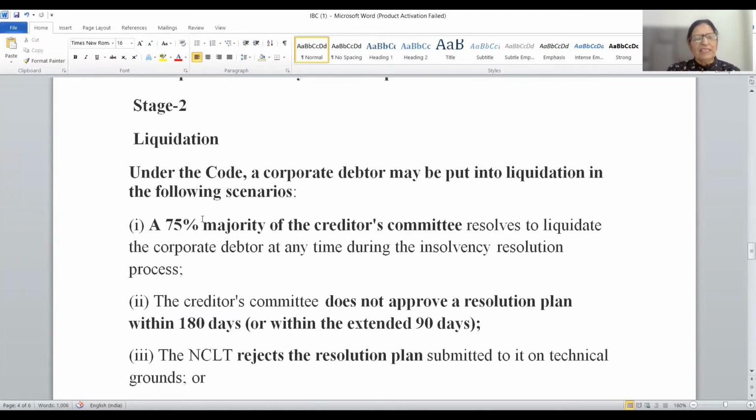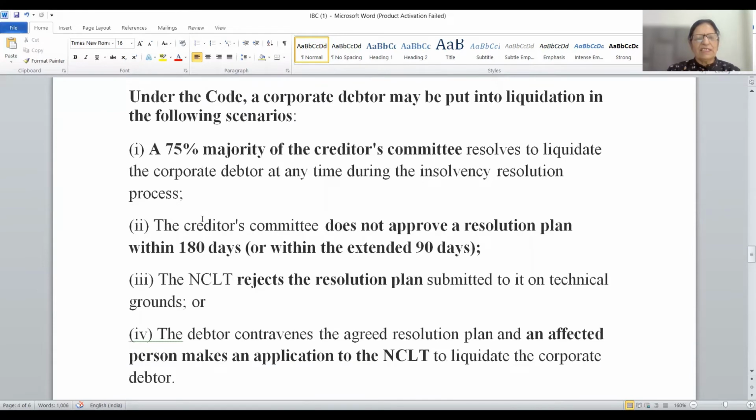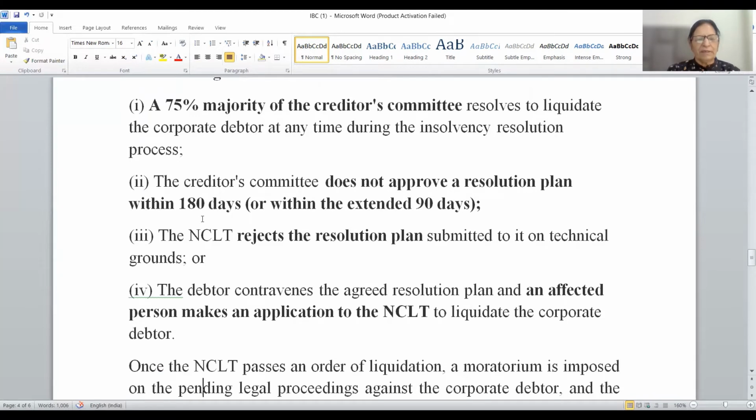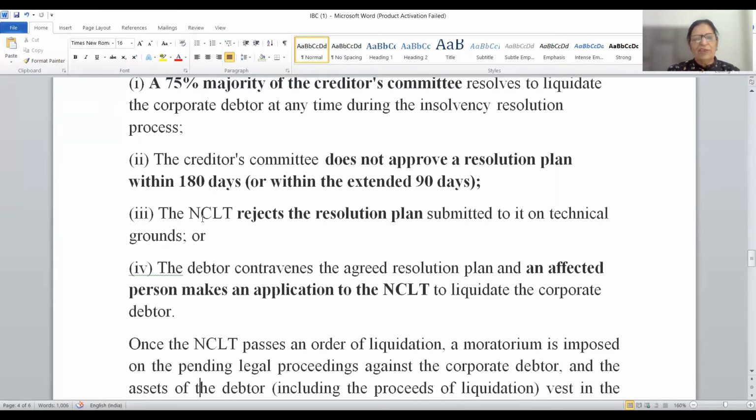Now, moving ahead, the second point is the creditors committee does not approve a resolution plan within 180 days or the extended period, that is another 90 days. Third, the NCLT rejects the resolution plan submitted to it on technical grounds. And the last one is the debtor contravenes the agreed resolution plan and an affected person makes an application to the NCLT to liquidate the corporate debtor. These are the 4 cases where the liquidation will be done.